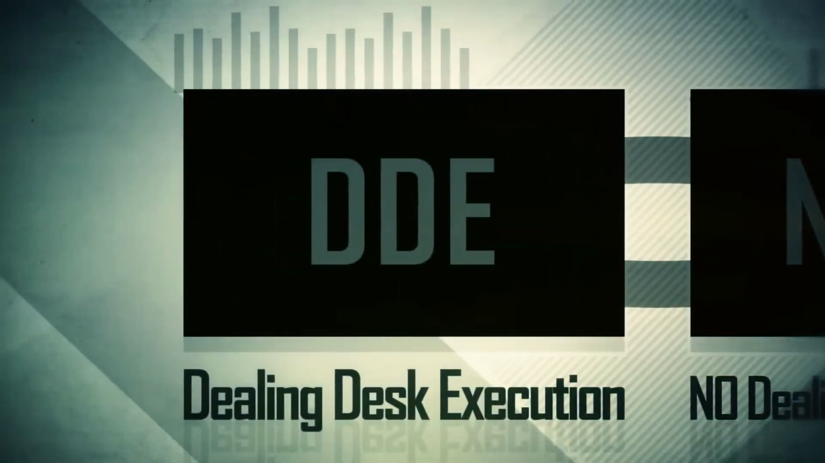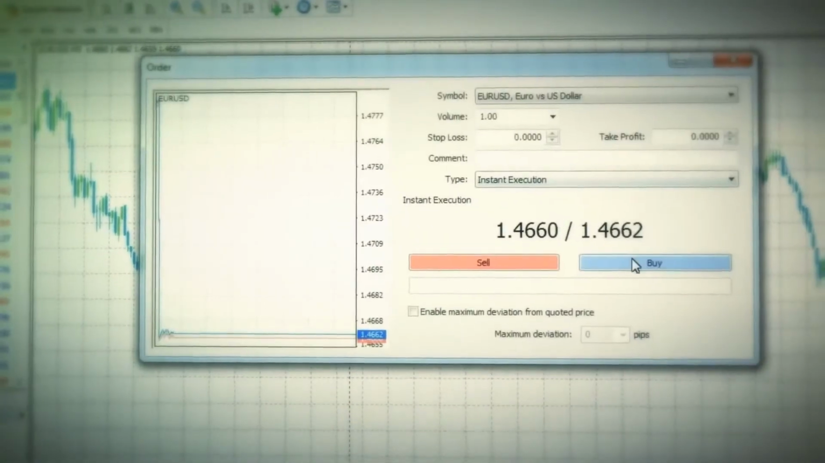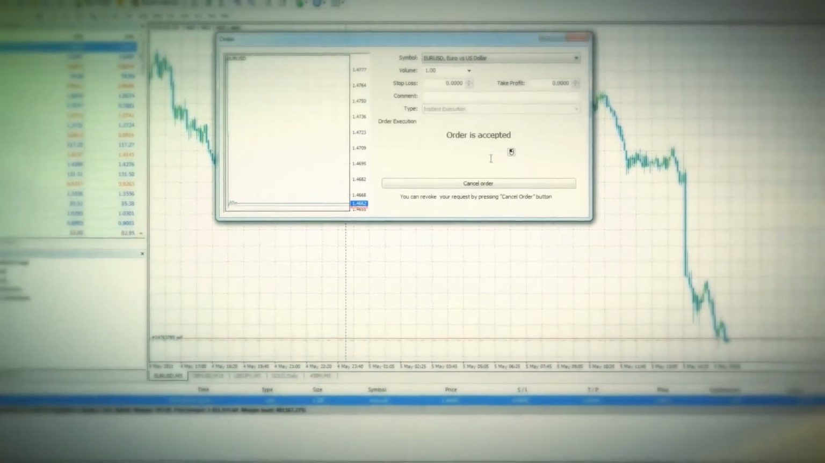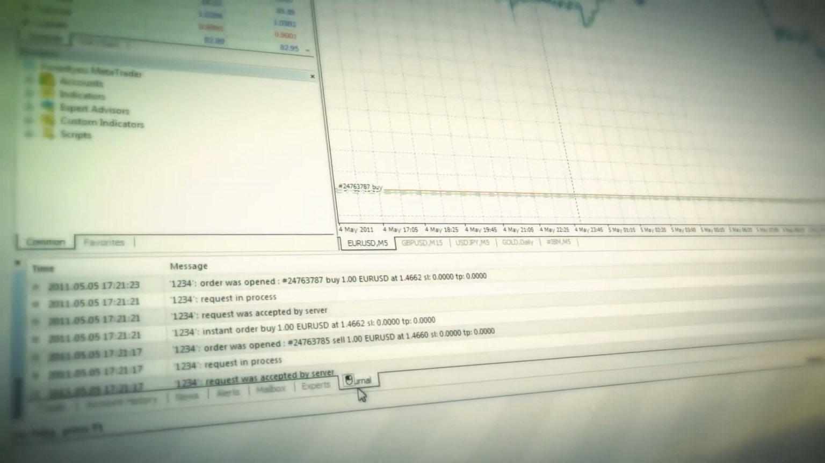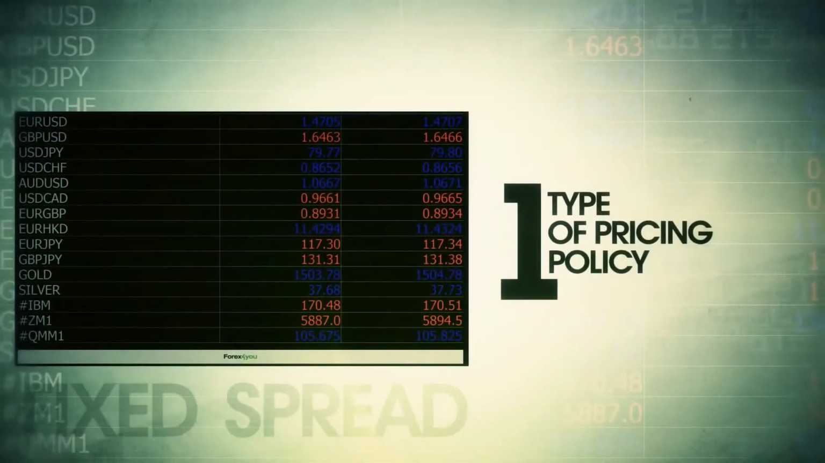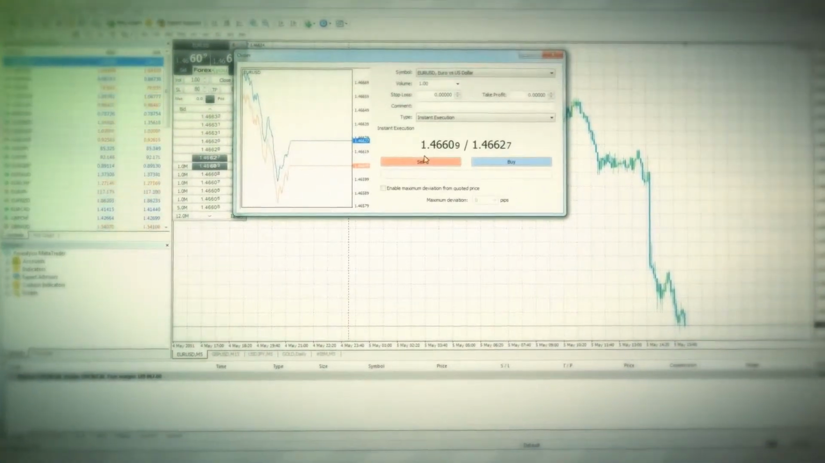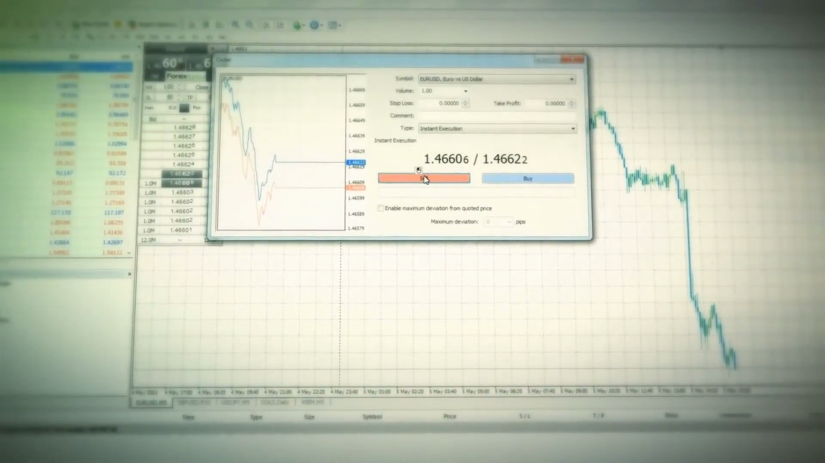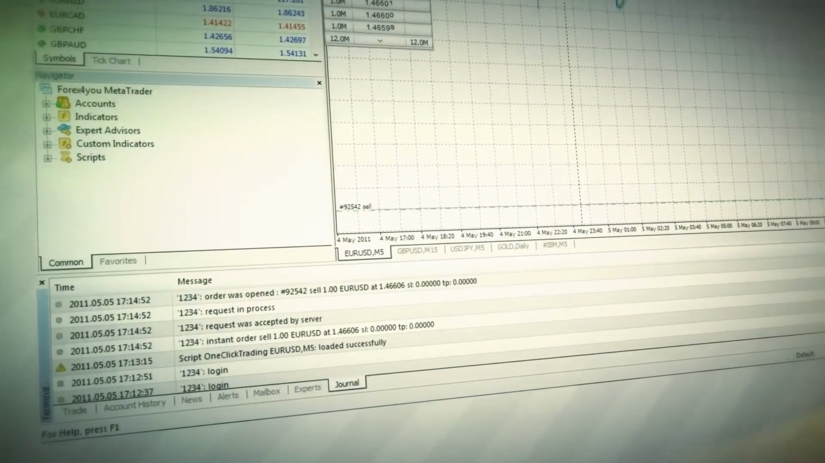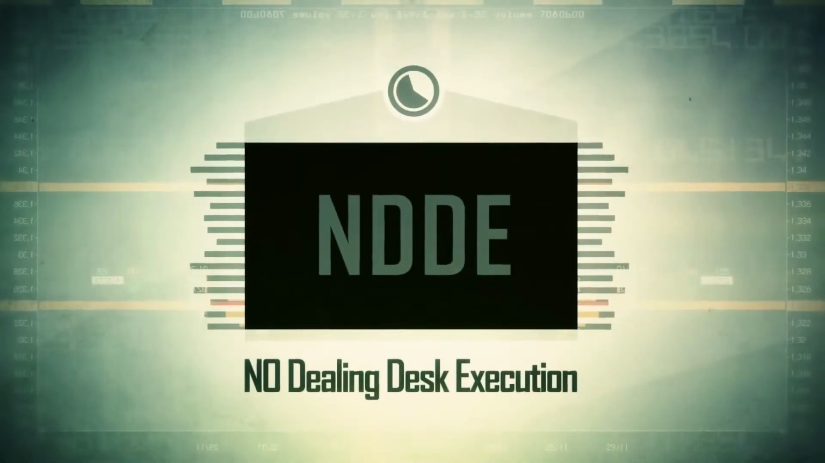In case of DDE execution, the dealing desk may use the difference between the liquidity provider's quote and the instant execution order's price for the benefit margin of the broker, and only then execute the order. Therefore, there are delays due to situation analysis carried out by the dealers. The first type of pricing policy with fixed spreads is used for DDE execution. In the case of NDDE execution types, orders with instant execution are processed in less than a second, without any interference of dealers. Broker's commission is added. The second type of pricing policy with variable spreads is used for NDDE execution.